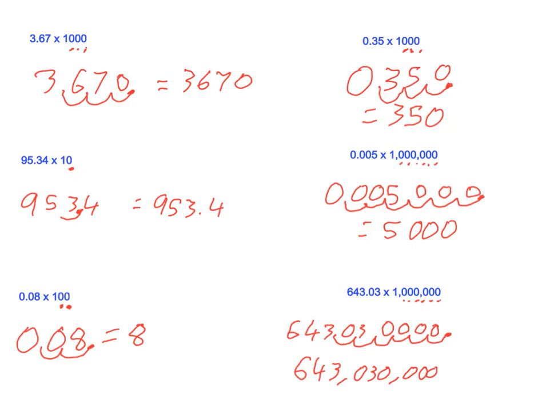That's how to multiply by numbers in order of 10. So 10, 100, 1,000, million. Doesn't matter how many zeros there are, that's how many places you'll move to the right when you are multiplying. Thank you so much for your time.